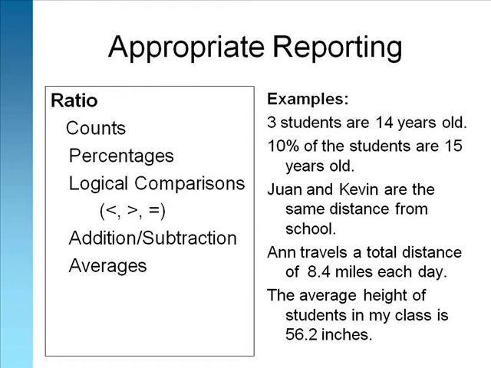Ratio data has the most reporting options available. Counts, percentages, logical comparisons, addition, subtraction, and averages are all appropriate. Examples are 3 students are 14 years old. 10% of the students are 15 years old. Juan and Kevin are the same distance from school. Anne travels a total distance of 8 4/10 miles each day. The average height of students in my class is 56 2/10 inches.